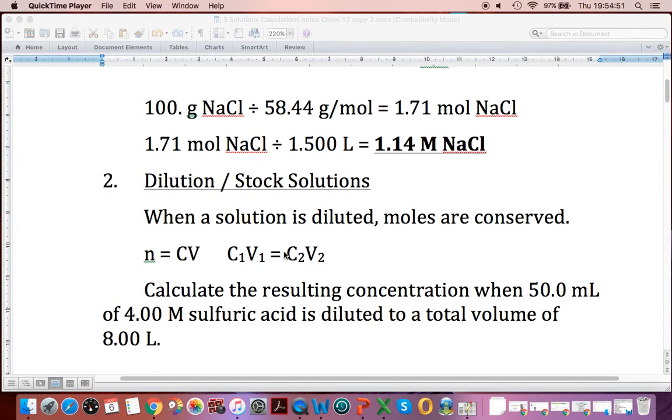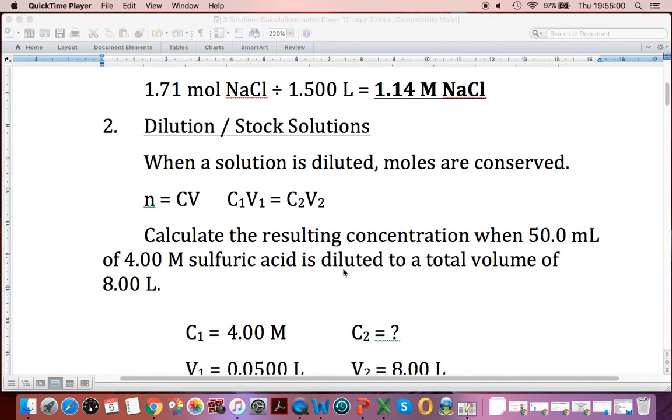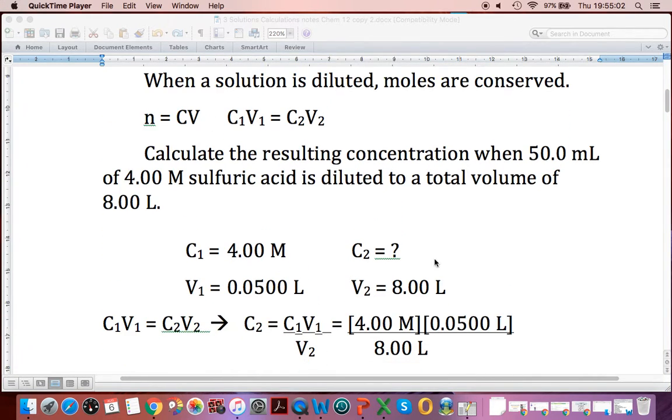So C1V1 equals C2V2. So if we increase the volume, we decrease the concentration, or if we decrease the volume, we'll increase the concentration. So here was a sample question. We're taking 50 mL, we're diluting it up to 8 liters, and we want to see what happens to our 4.00 M. Well, we know this is going to go down a long way.